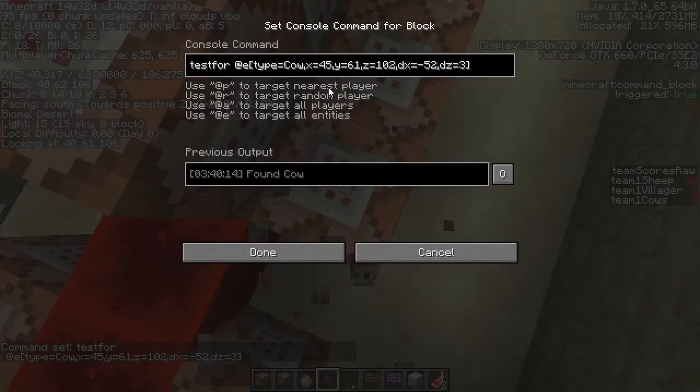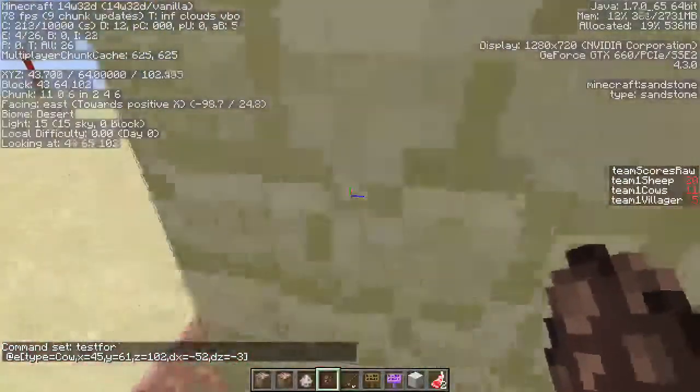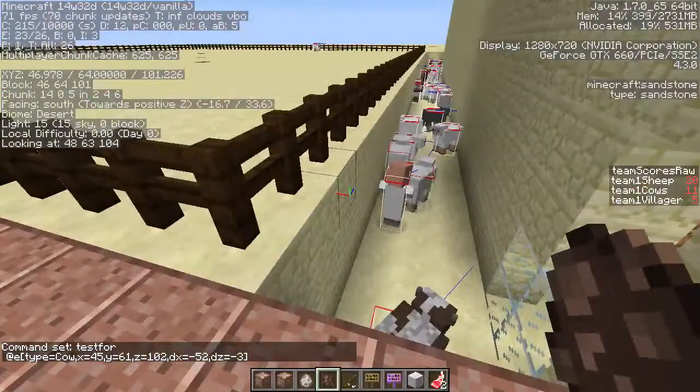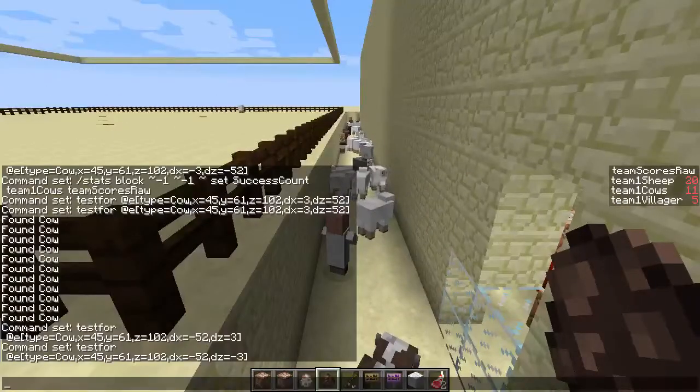Type cow, X45 Y61 Z102. That is that northwest corner. And then I want to go 52 blocks along the X-axis, which is what DX is supposed to be, the delta X, and then 3 blocks along the Z-axis, or delta Z. If they were both positive, the cows weren't counted. But if I set them to be negative, it seems to be counting everything, regardless of where it is.